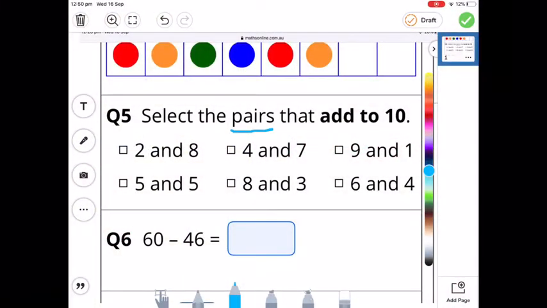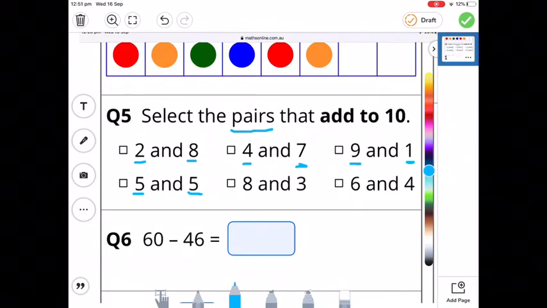So when you are completing this question, you need to find the 2 pairs. These are pairs because they have 2 numbers. So each of these selections below all have 2 numbers, which means pairs. The question asks you to select the pairs that add to 10, not 20. So the 2 numbers need to add to 10 when they're added together, okay?